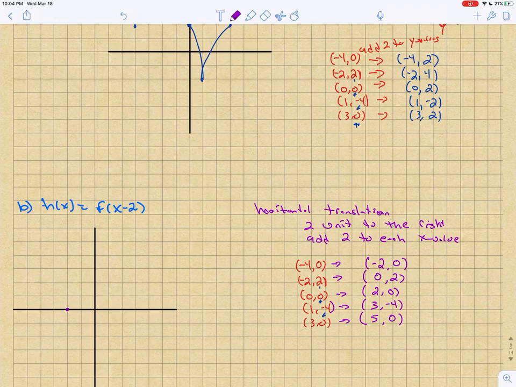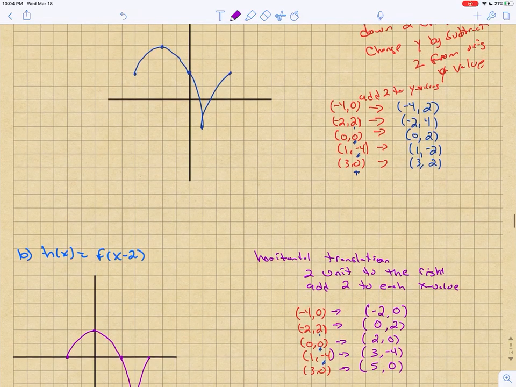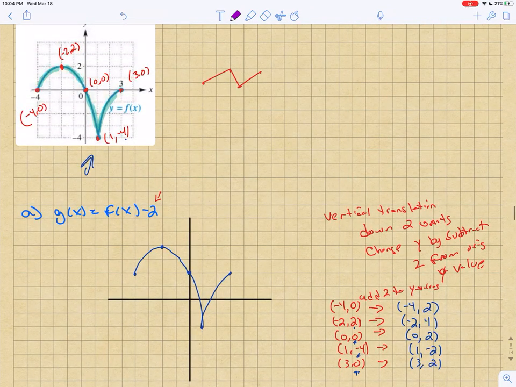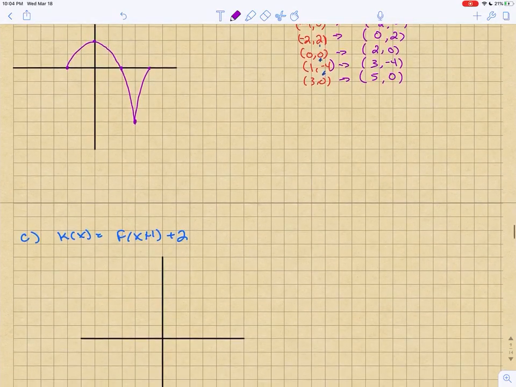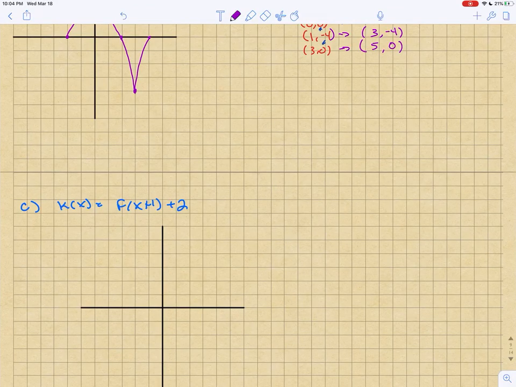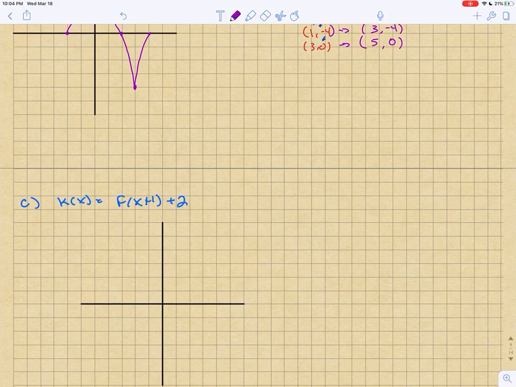-2, 0, 0, 2, 2, 0, 3, -4, and 5, 0. So here it goes. Again, it looks just like the original function, except it's translated 2 units to the right. And see, we're going to do more than one translation. So let's do them in the order I see them.